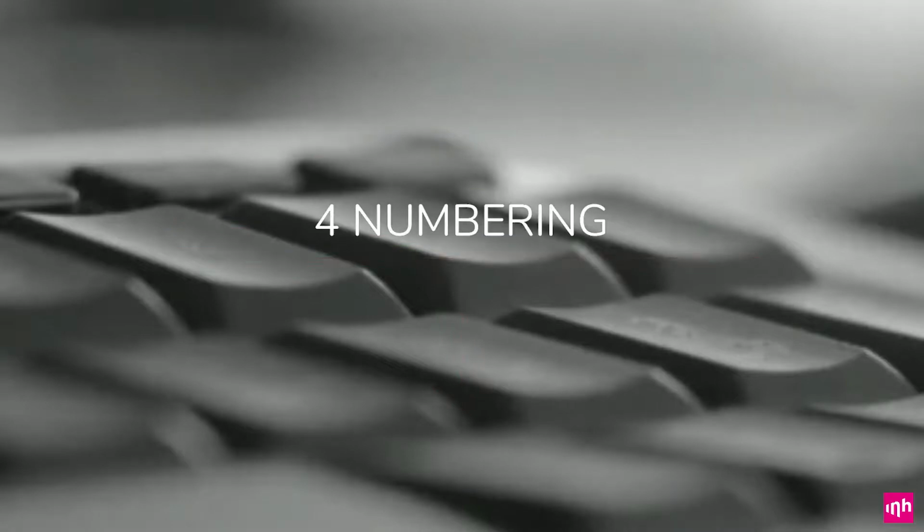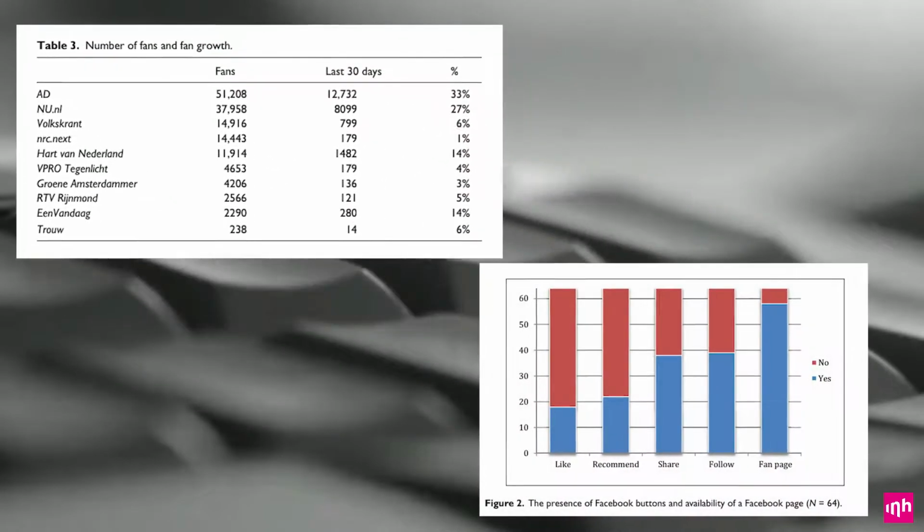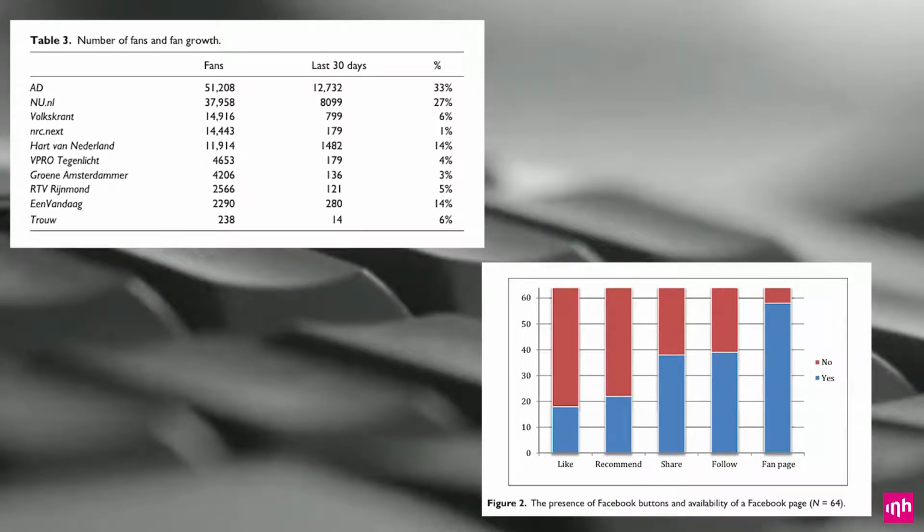4. Numbering. Tables and figures are numbered. All tables and figures included in your document or report must be individually numbered. The word table is written above a table. The word figure is written below the figure. Please note that these examples only apply to your own tables and figures. If you use tables or figures from someone else, you must always refer to the source.